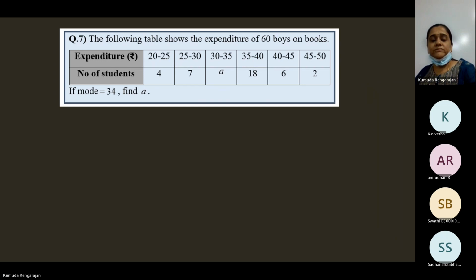So this one. The class intervals are continuous, so you can do it fast. It's already continuous. Mode is given, find the value of A.